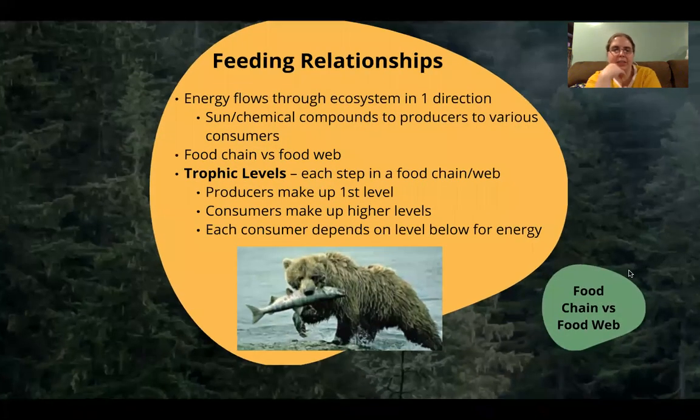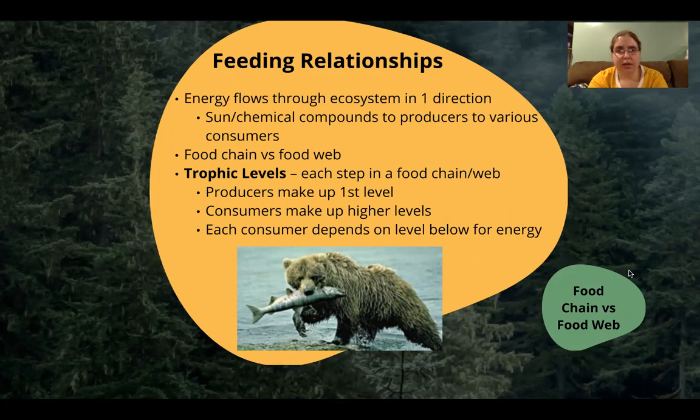All right, feeding relationships. So as we said, this entire unit is about how energy flows through ecosystems. And the thing about energy is that it only goes in one direction. So what that means is the energy is going to flow from the plant to the herbivore. It's not going to go from the herbivore back to the plant.